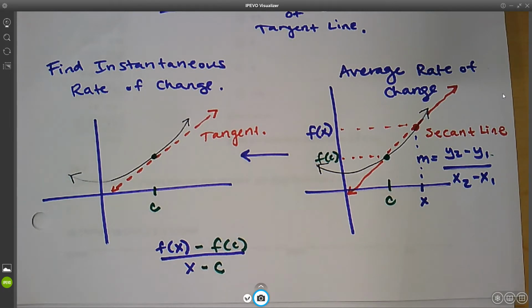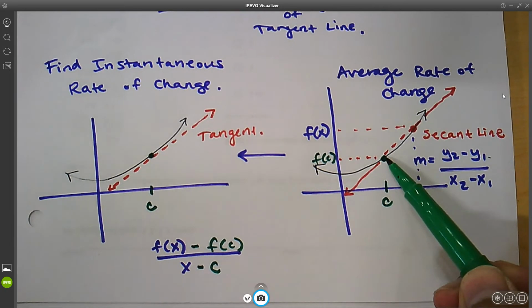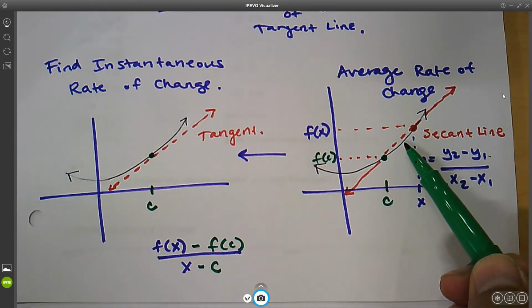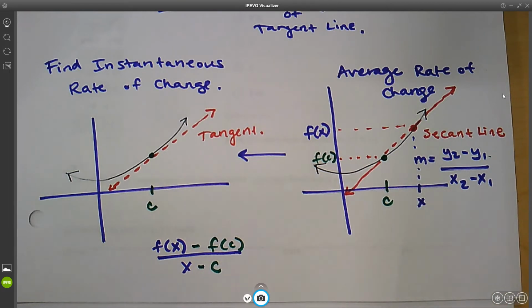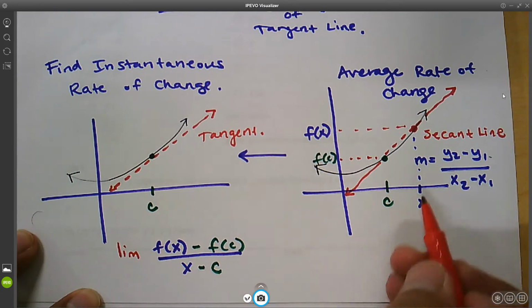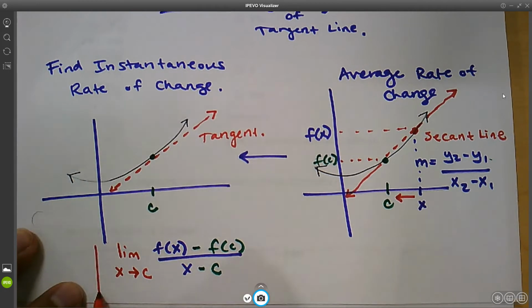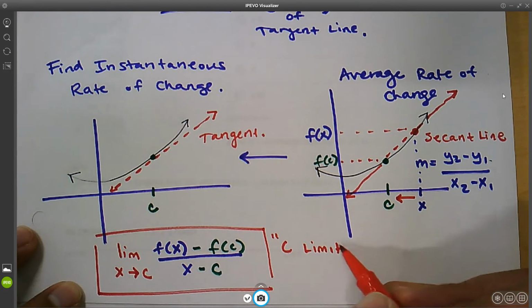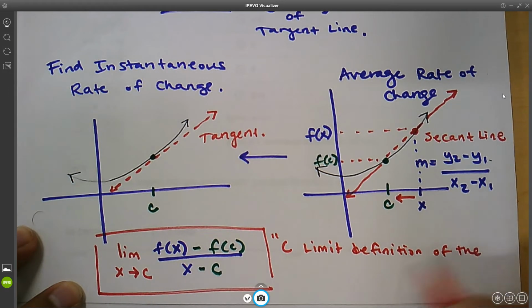And then to make it instantaneous, this point needs to get as close as possible to this point. That was our concept. What concept? We can never get that point to it, but it needs to get as close as possible. It's a limit. So our equation gets developed this way. We're going to toss a limit there. That x needs to go to c. Put a big box around that. That is called our limit definition of the derivative.